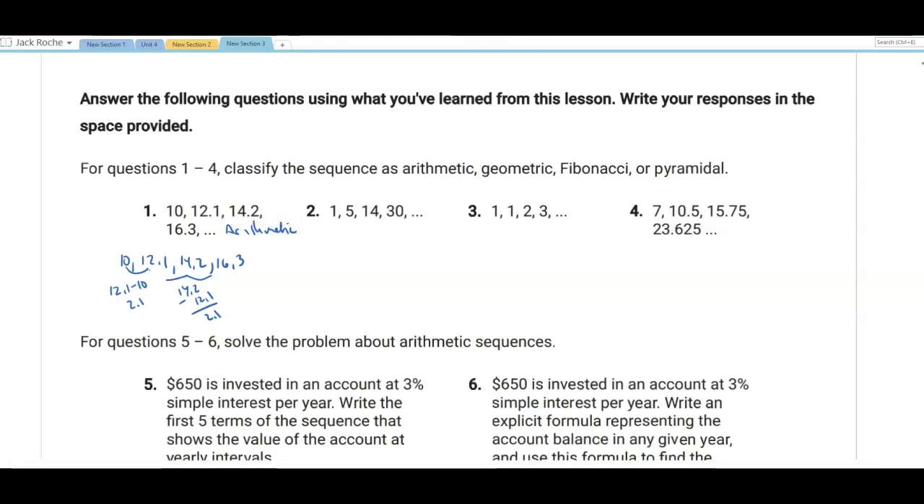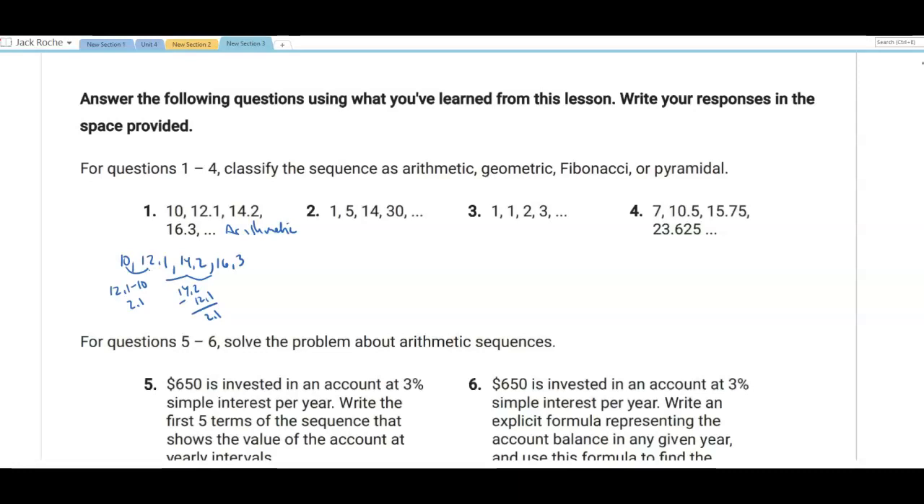Okay, next, when I look at this one, right away you go up 4, up 9, so you know it's not arithmetic. If you multiply by 5, it's not geometric. So determine if it's Fibonacci or pyramidal. Well, if I add 1 and 5, do I get 14? No, so it can't be Fibonacci.